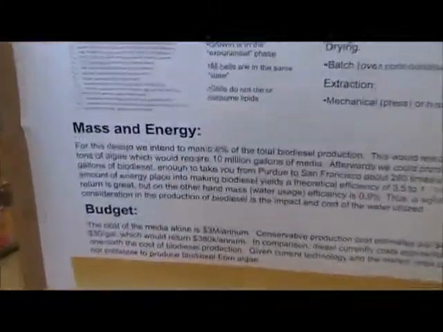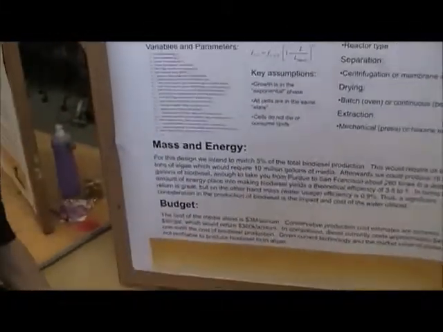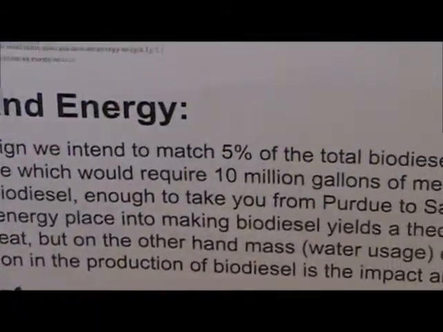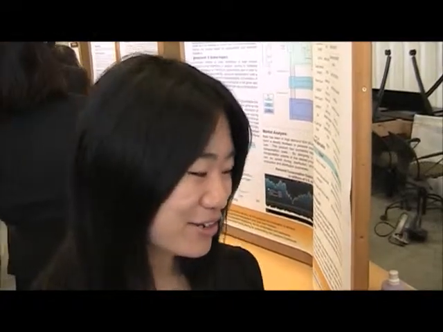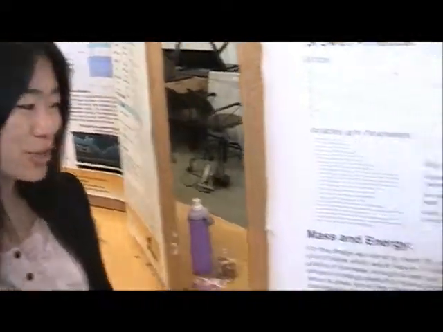I'm going to talk about the mass and energy balance. We're looking at producing 5% of the total biodiesel production of the nation, about 16,000 gallons of biodiesel, which is enough to drive from Purdue to San Francisco. To produce this much biodiesel, we need to grow 375 tons of algae, which takes 10 million gallons of media. The energy return of this project is very high because we're taking energy from the sun. For every 1 energy input, we're looking at getting 3.5 energy output.